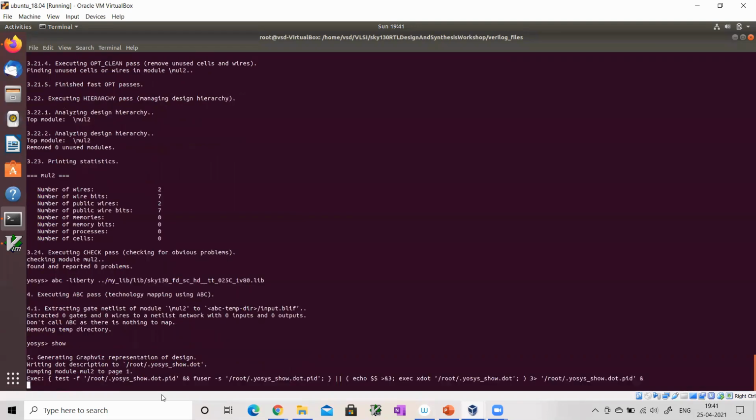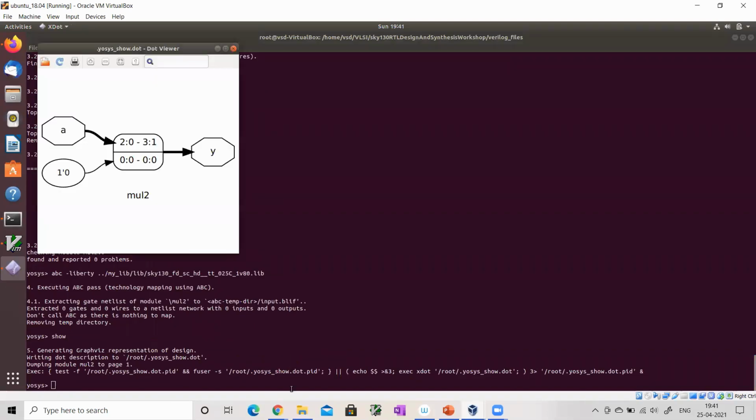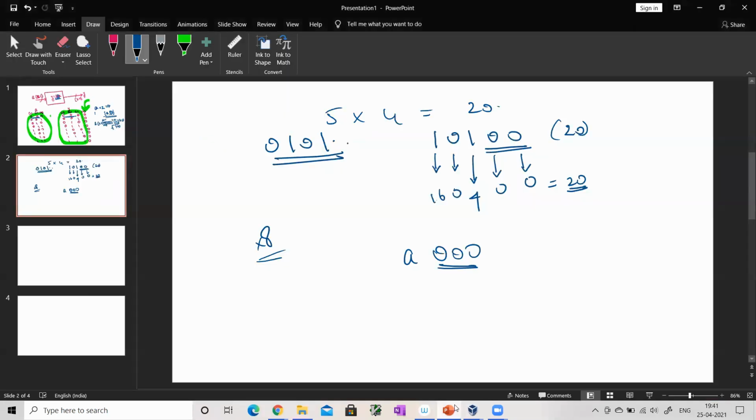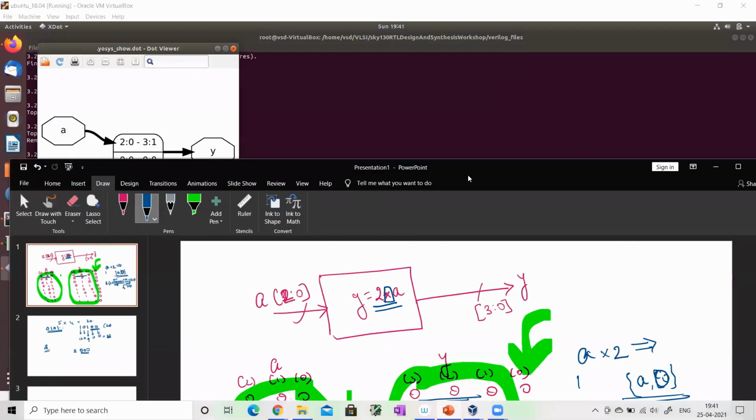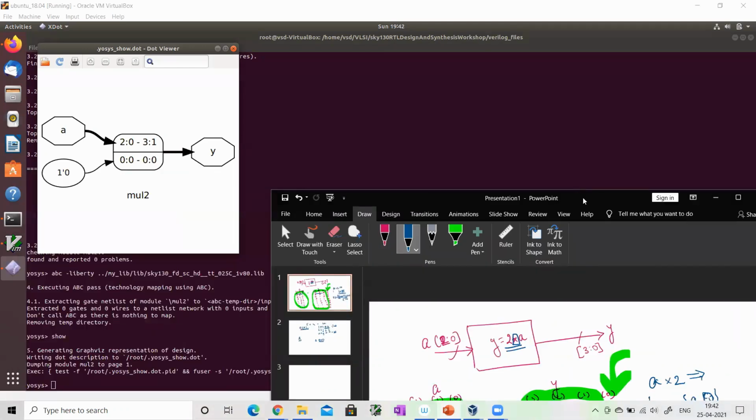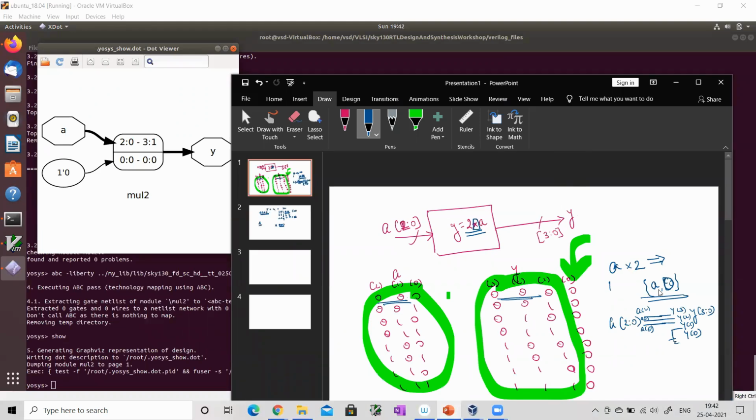When you do show, this is just A appended with 1'b0. This is our Y. This is what we expected, the number A appended with 0, and that's the same thing we are getting here. So this proves our understanding is correct. There is no need for any hardware here.